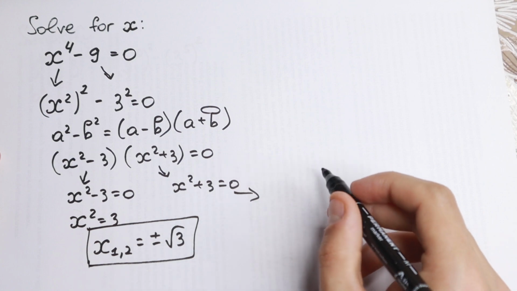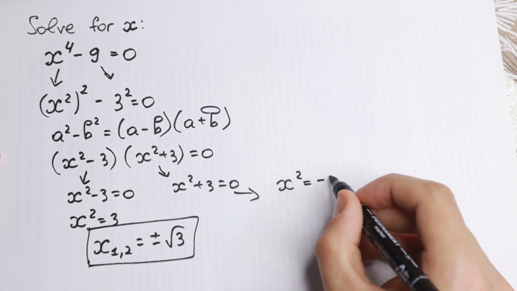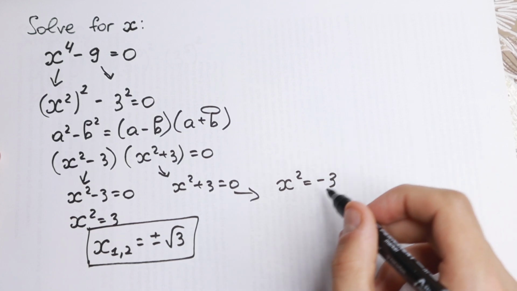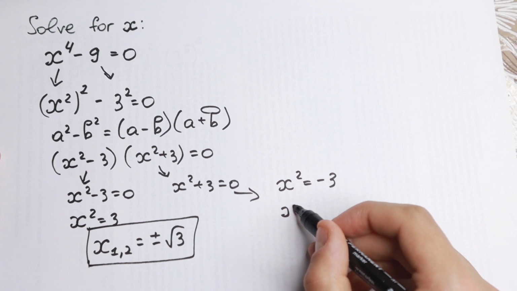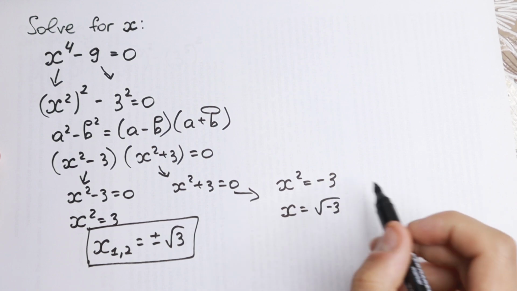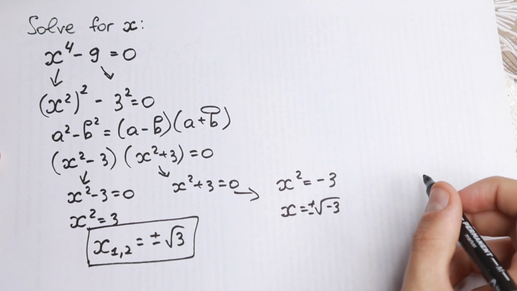If we bring this 3 on the right hand side, we will have x squared equal to minus 3, which signals that right here we will have complex roots. And right now we are going to find it. So x equal to square root of minus 3. Plus minus, of course. Just taking square root from both of the sides.